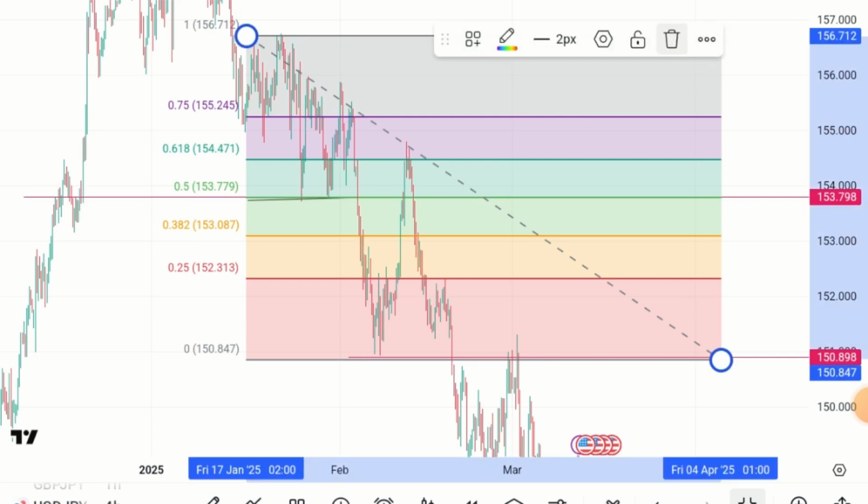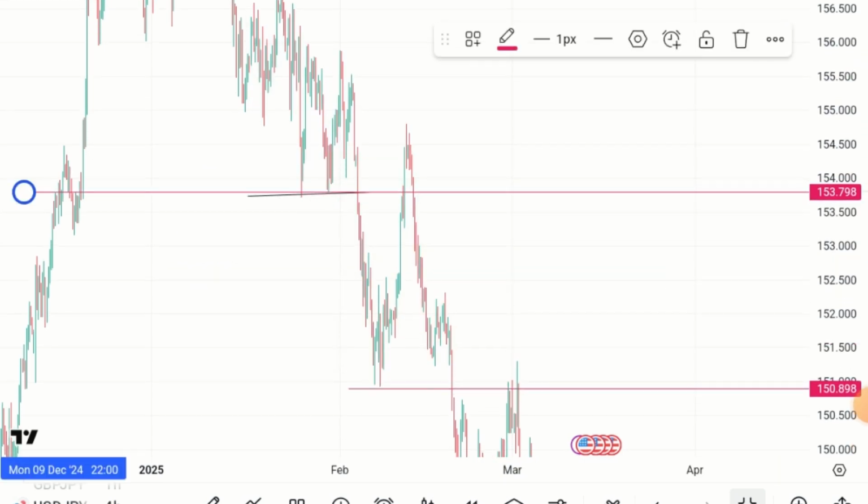So that is our 50. After getting our 50, let's move this. So this is the 50 fib level, right?